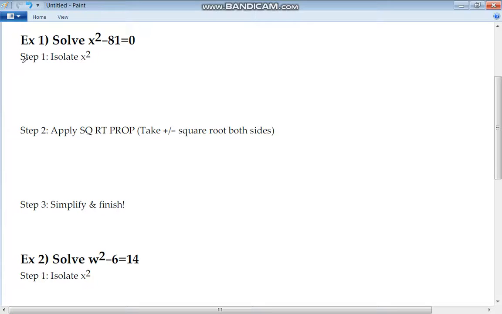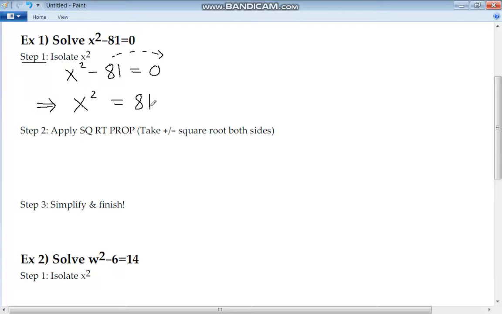Step 1 for the square root property says to isolate the x squared in the equation. So to do that, we're going to take x squared minus 81 equals 0, and we're going to move the 81 to the other side by adding 81 to both sides, and that will give you x squared equals positive 81. That's a result of adding 81 to both sides.